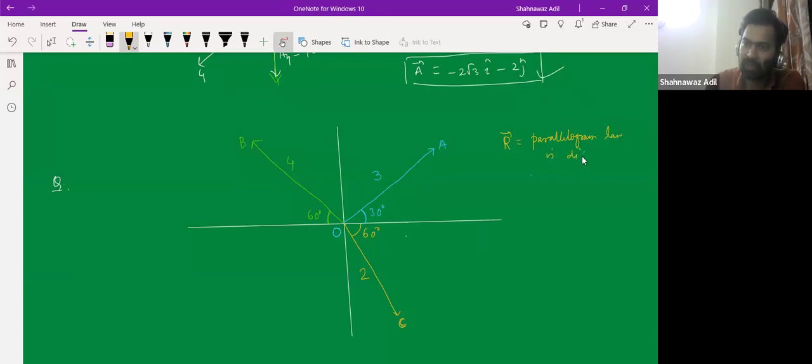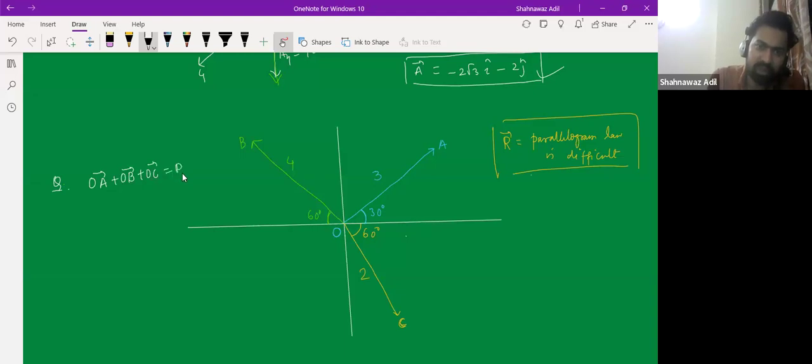Is difficult to use. So here comes the savior, which is the resolution of vectors, right? So that saves us from this heavy calculation, right? What we can do is that we will write every vector, right? So the question is, what is the resultant, which is OA plus OB plus OC.